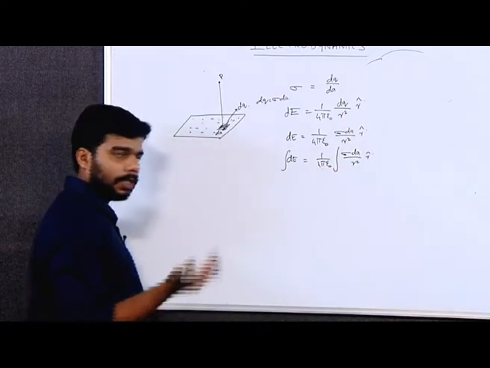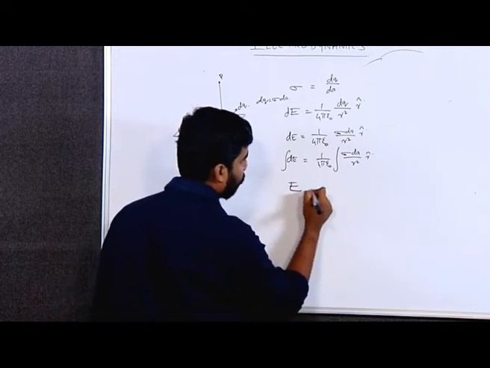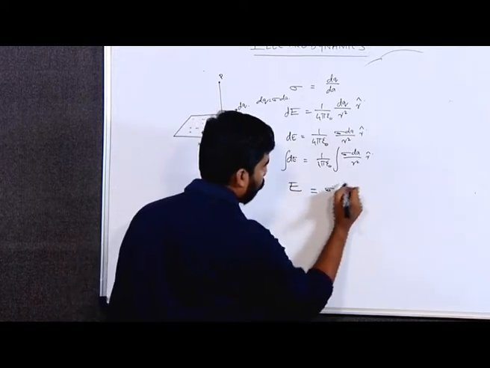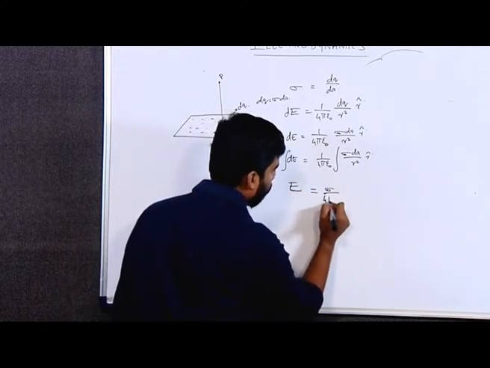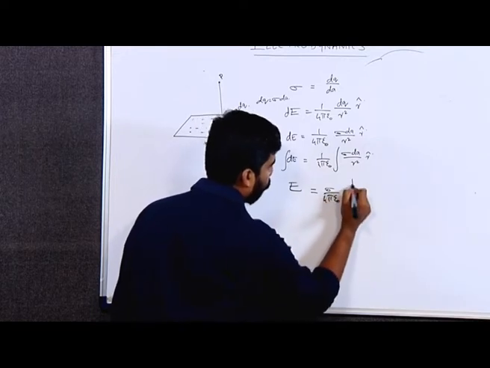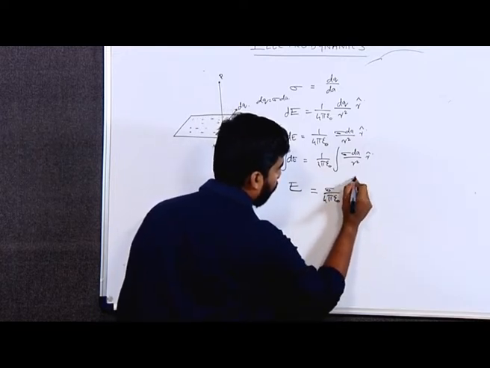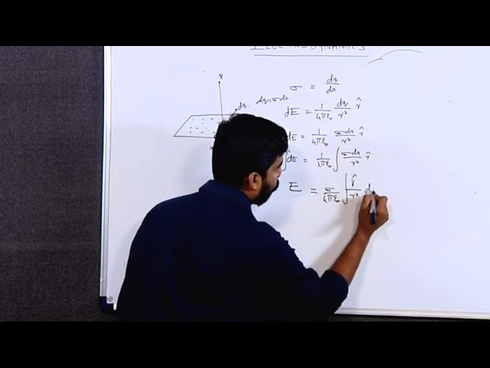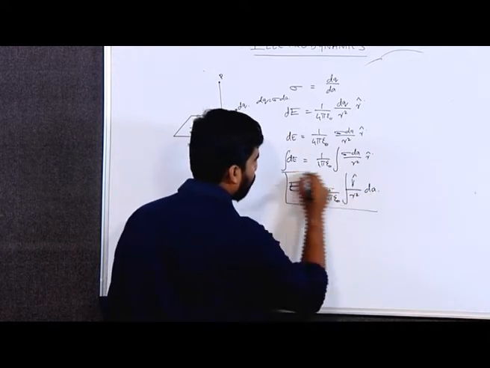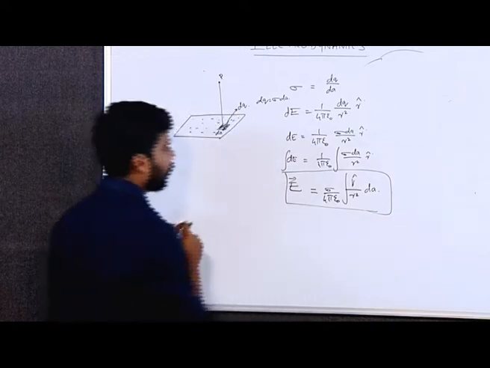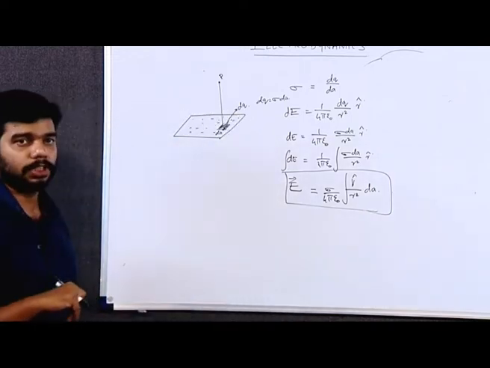Since sigma is a constant, I can take it out. So the total electric field is equal to sigma by 4 pi epsilon 0 into integral of r cap by r square dA. This is the electric field produced due to a surface charge distribution.